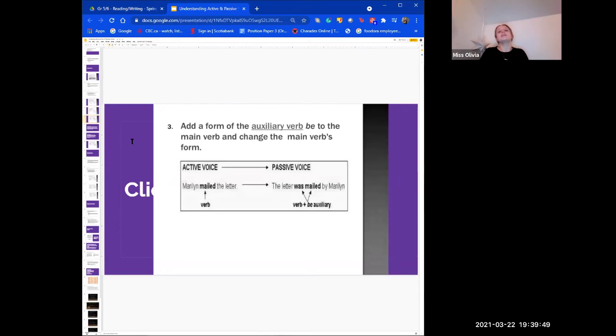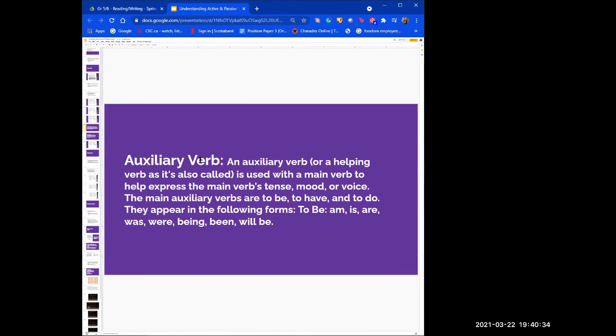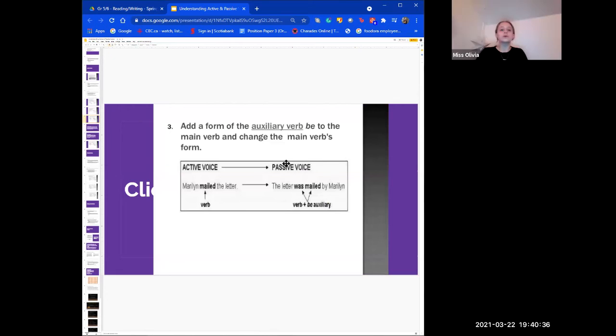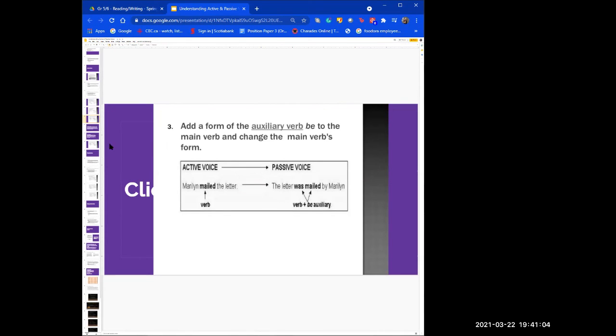Then we add a form of the auxiliary verb to be to the main verb and change the main verb's form. So if we look back at this explanation, we're seeing that there's a main verb and there's also a helping verb. The auxiliary verb to be, in this case, is that helping verb. So what's the main verb in The letter was mailed by Marilyn? The main verb is to mail something, right? That makes sense. But we now have this auxiliary verb, this helping verb, to be.